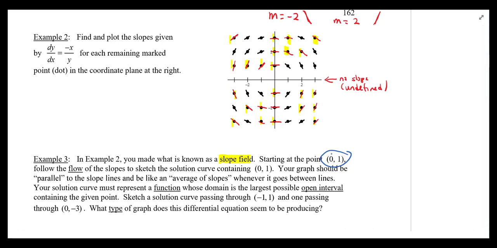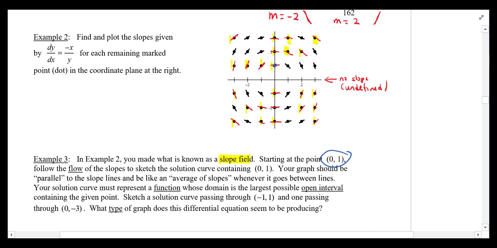So remember how in lesson 7.1 we had to solve for y, and then we plugged in a number to solve for c to actually get the particular solution? That's what I want you to do right now, but I want you to do it graphically. So starting at 0, 1, let's have you right over here, 0, 1.